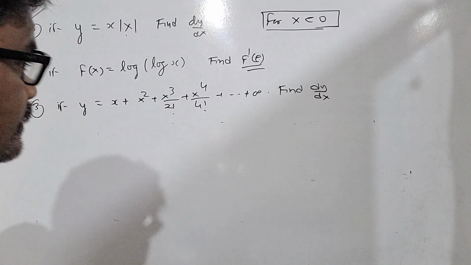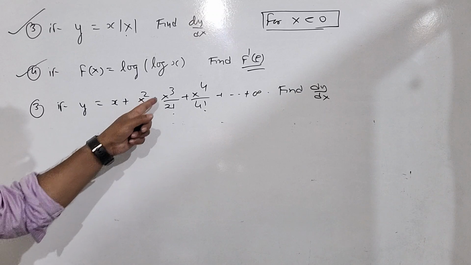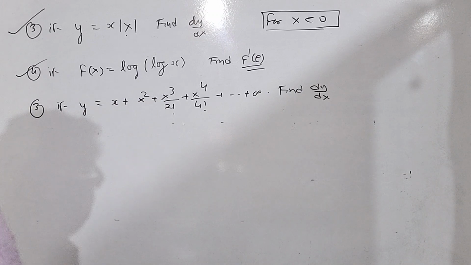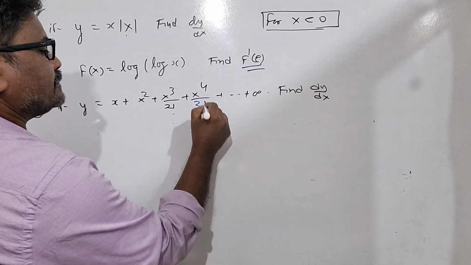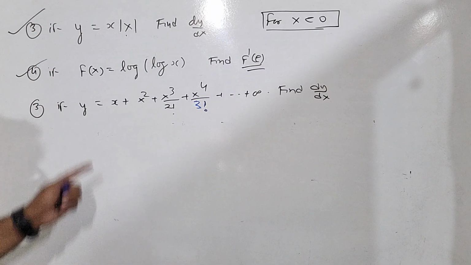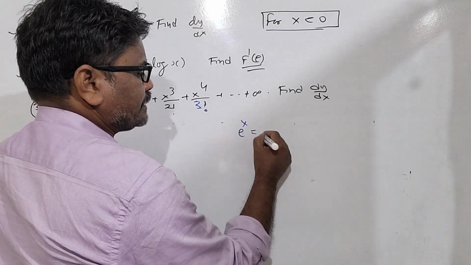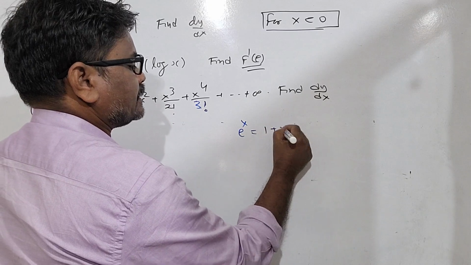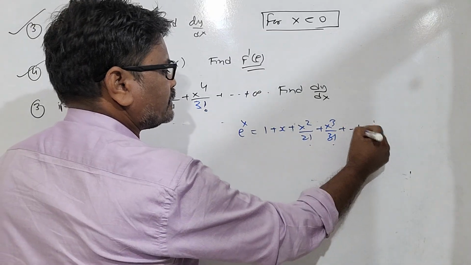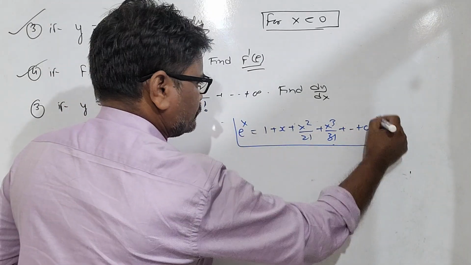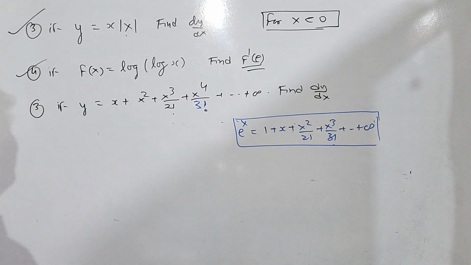Here we have to find out the derivative of y is equal to x plus x square plus x cube by 2 factorial plus x to the power 4 by 3 factorial, this is 3 factorial, plus up to infinity. So you should know the expansion of e to the power x. This is 1 plus x plus x square by 2 factorial plus x cube by 3 factorial plus up to infinity. So this expansion of e to the power x you should know, then only you can solve this question.